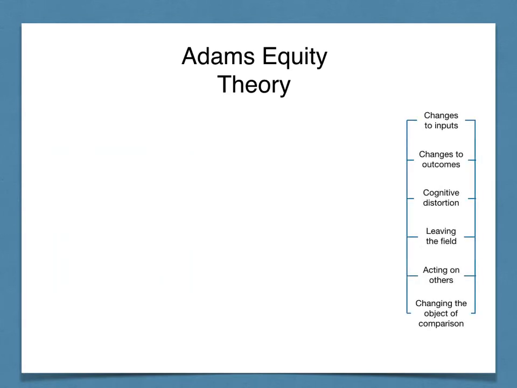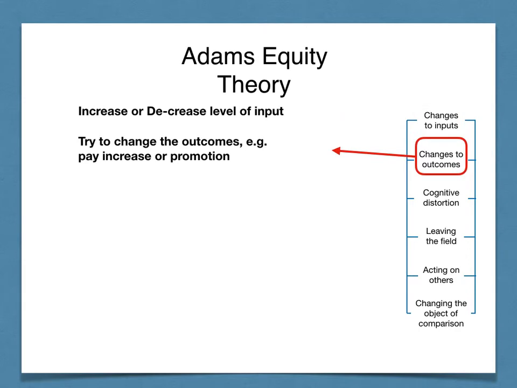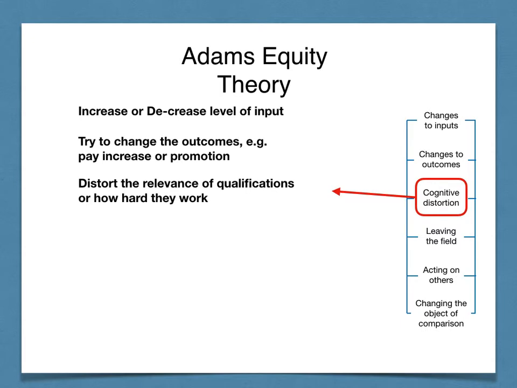The person may increase or decrease their level of input, amount of quality work or absenteeism, or working additional hours without pay. The person may try to change the outcomes, such as pay, working conditions, their status, and recognition, without changes to inputs. Whilst it's difficult for people to distort facts about themselves, it is possible within limits to distort the utility of those facts. For example, the belief about how hard they really are working, or the relevance of a particular qualification.